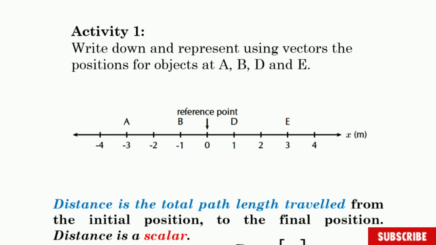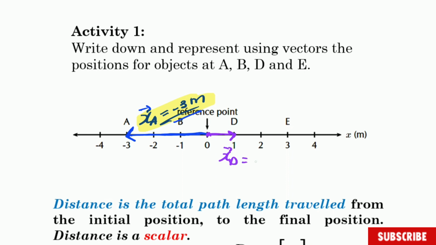So the position of A, we can say from the origin, is a vector that is going from the origin to the place where that person is allocated. So this one is position A. And if we want to write the answer, it is equal to minus 3 meters. So that is the answer for position A. As I say, I'm not going to represent all of them, but for example, we can represent the position of E or D using the vector. It's from the origin to D. That is position D.